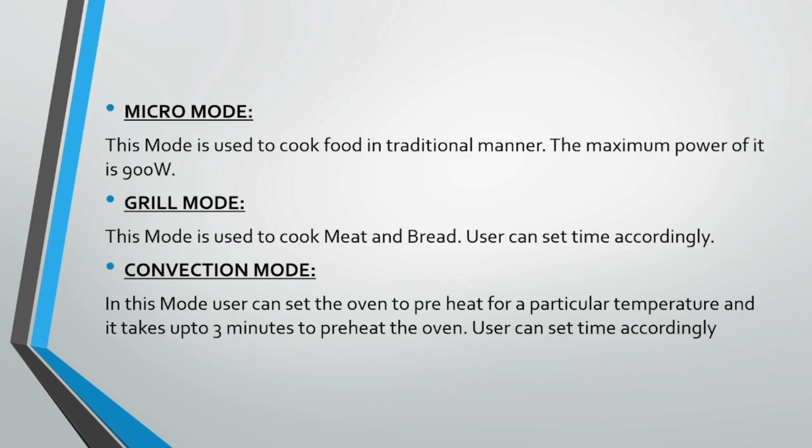And the next one is grill mode. This mode is used to cook meat and bread. User can set the time accordingly. And the next one is convection mode. In this mode, user can set the oven to preheat for a particular temperature and it takes up to 3 minutes to preheat the oven. User can set the time accordingly.